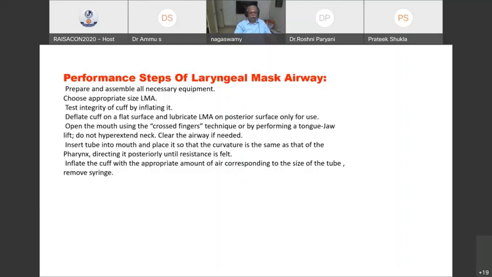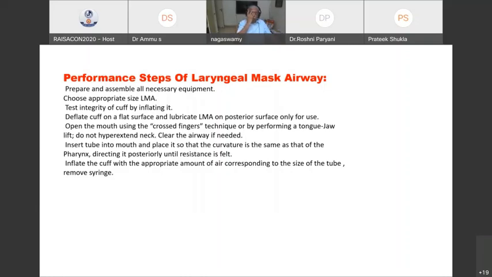What will happen if you inflate with 50 ml of air and leave it there for about 3 hours of surgery or 2 hours of surgery? Mucosal necrosis, severe sore throat, mucosal damage. Yes, a lot of post extubation complications are seen in these patients with this high volume of air.